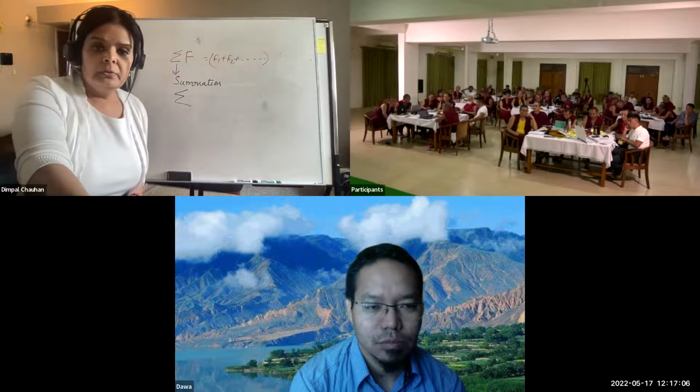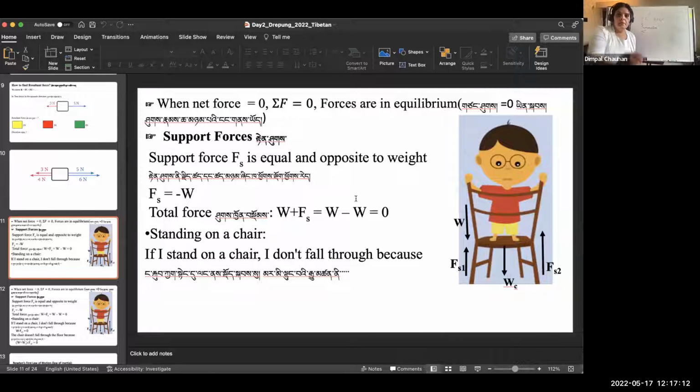Okay, so let's go back. So now let's say our Oscar is back. Oscar is standing on the chair. Now the chair has its own weight and the weight always acts downwards. So WC is acting downwards. And Oscar's weight is W, which is also acting downward.